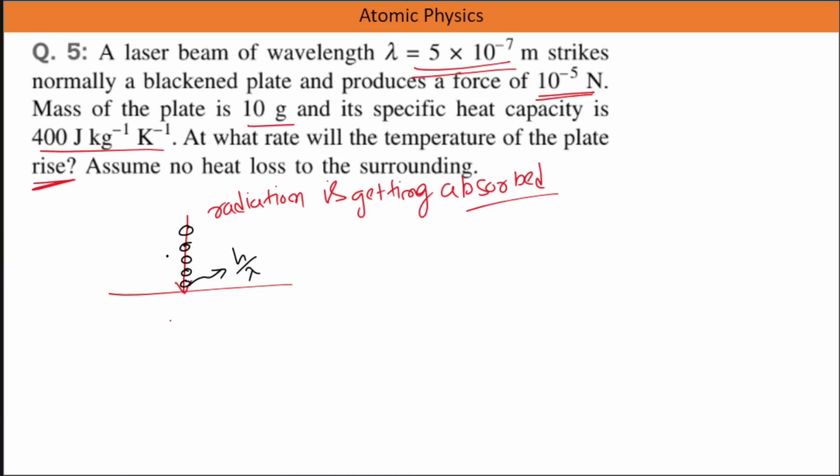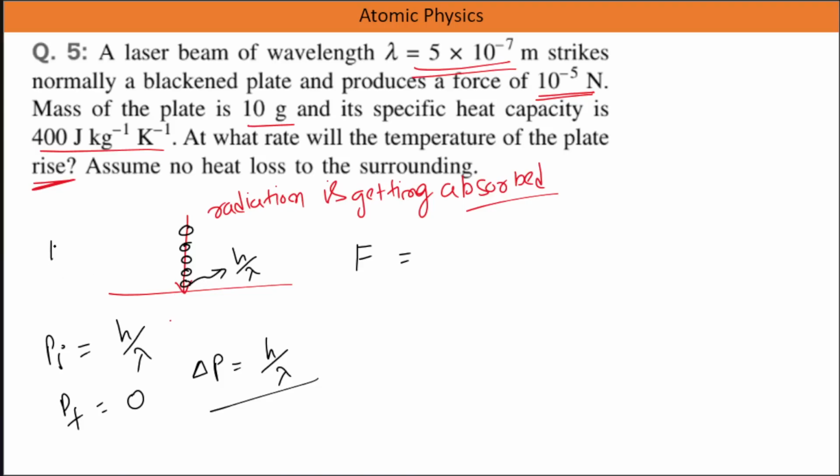So just before collision, what will be the momentum of the photon? Initial momentum is h by lambda. Since this photon is getting absorbed, its velocity finally will become zero, so its final momentum is zero. So what is the change in momentum? Modulus, it is h by lambda. And in order to calculate force, we need to see the rate of change of momentum. For that, we need to check how many photons are falling per second.